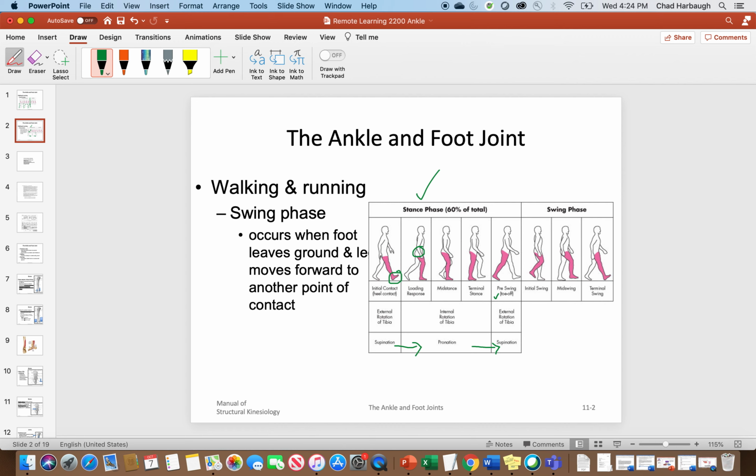So this is going to limit ankle dorsiflexion, which we see dorsiflexion is involved in a big portion of pronation during 3 of the 5 phases of the stance phase.